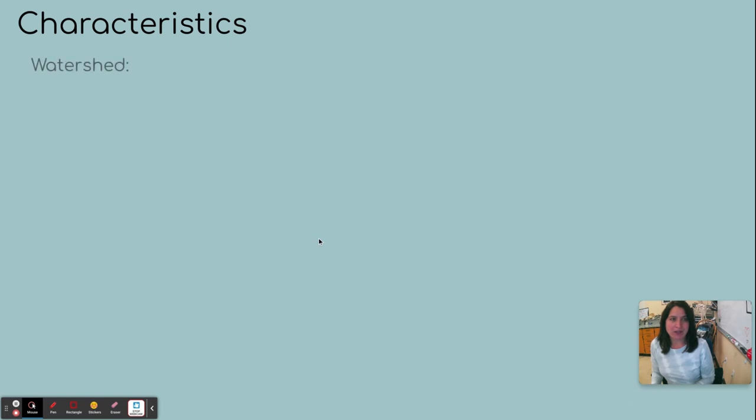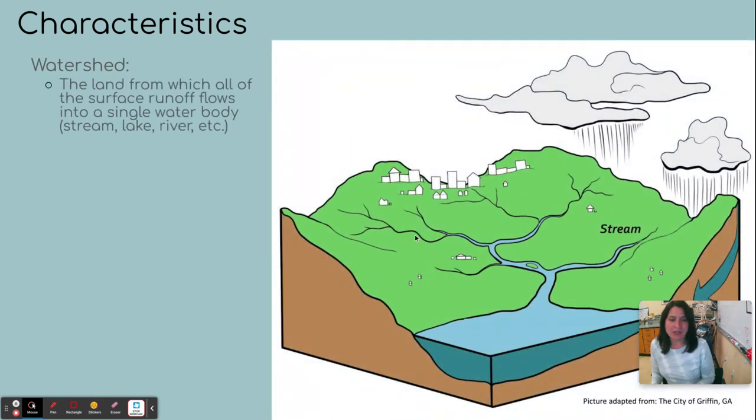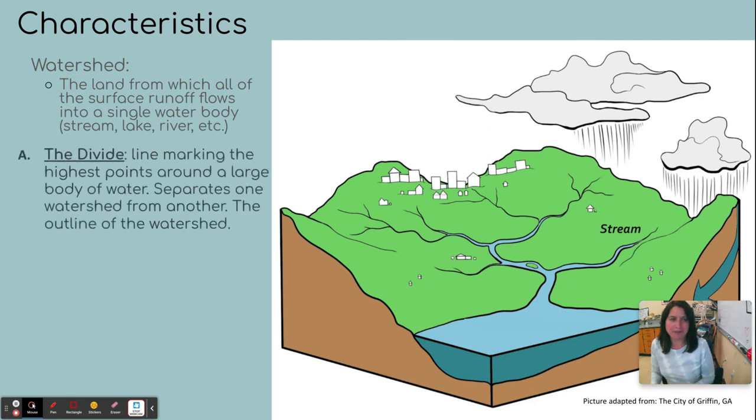Okay, so the characteristics of a watershed. A watershed, this is a definition, is the land from which all the surface runoff flows into a single water body. So a stream, a lake, a river, a pond, something like that. The divide is that line marking the highest point around a large body of water. So Georgetown sits right on the Georgetown Divide. That's why it's called that, because it's sitting right at that point that separates the watershed flowing into the Middle Fork American River and the watershed flowing into the South Fork American River.